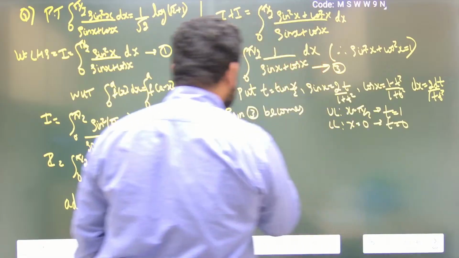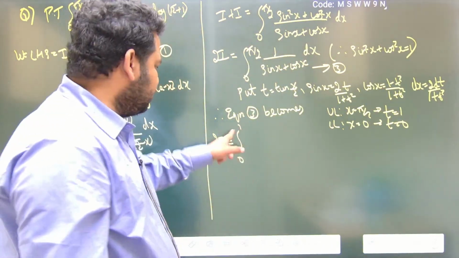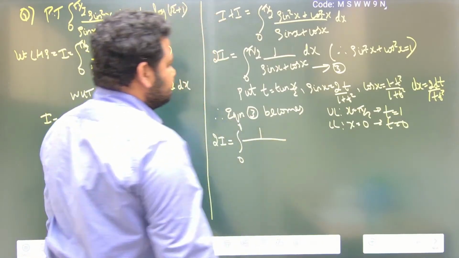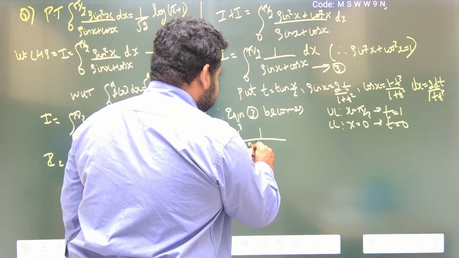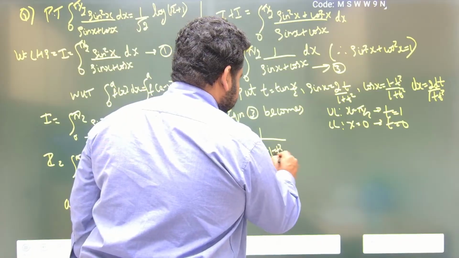So we have the limits for t from 0 to 1, which is what we got here. Now, sin x is 2t by 1 plus t square. What about cos x? Cos x is 1 minus t square by 1 plus t square.